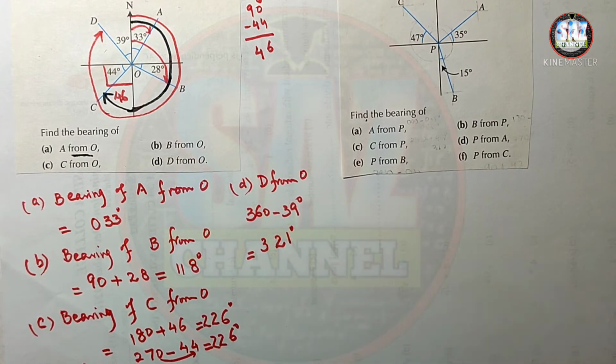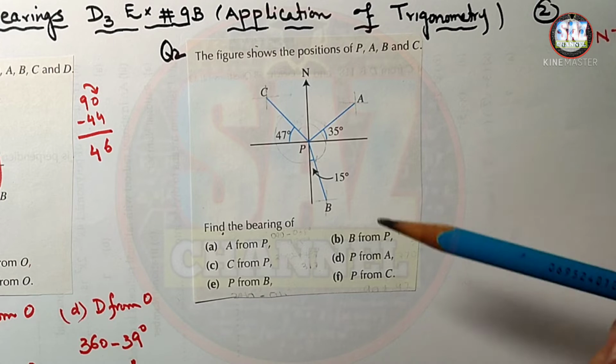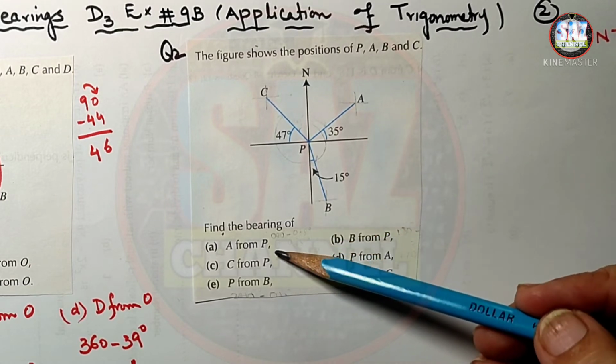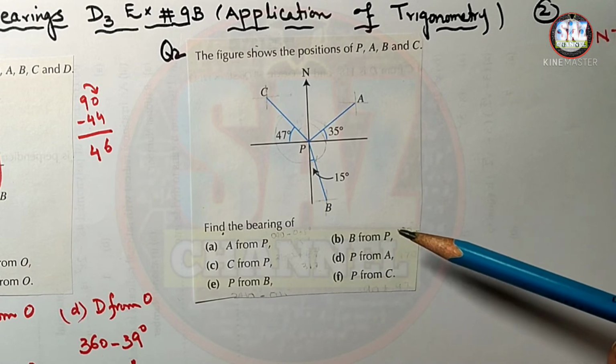I hope you are really clear about this question, and let's move to the next question. The next question says, the figure shows the position of P, A, B and C. We are given the diagram, and we have to find the different bearings. So let's move to the discussion of the question.